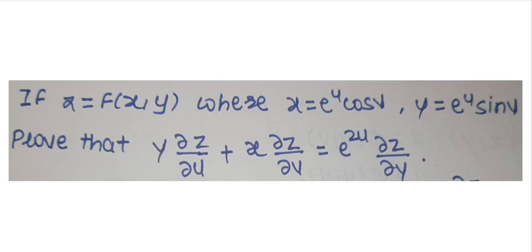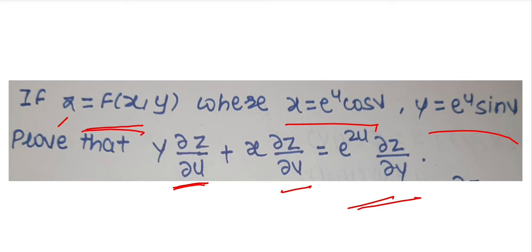So this is our example. If z is equal to f of x, y, that is z is a function of x comma y, where x equal to e raised to u cos v and y equal to e raised to u sin v, then prove that y into delta z upon delta u plus x into delta z upon delta v equal to e raised to 2u delta z upon delta y.